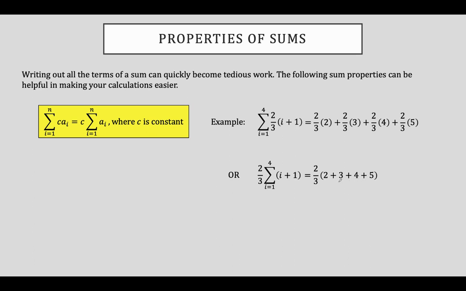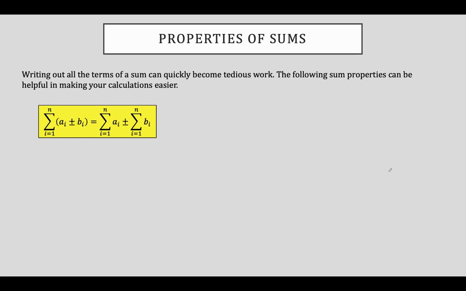2 plus 3 gives me 5, plus 4 is 9, plus 5 gives me 14. 14 times 2/3, well, that gives me 28 over 3 as our final solution. Again, both of these are completely acceptable. However, factoring out constant multiples can make our calculations easier. And down the road, as we continue to study summations, you will definitely find that factoring out constant multiples is going to help you in certain instances. One more property of sums to look at here.